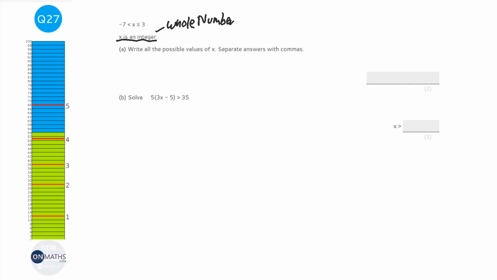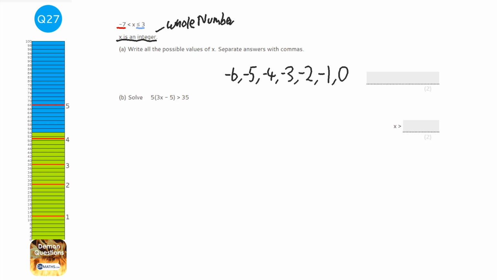Now, x says here x is greater than -7 and is less than or equal to 3. So when it asks you to write down all the numbers that's true for, well, let's have a think. If it's greater than -7, then it can't be -7. It can't be equal to it. So it's going to be -6, -5, -4, -3, -2, -1, 0, 1, and 2.